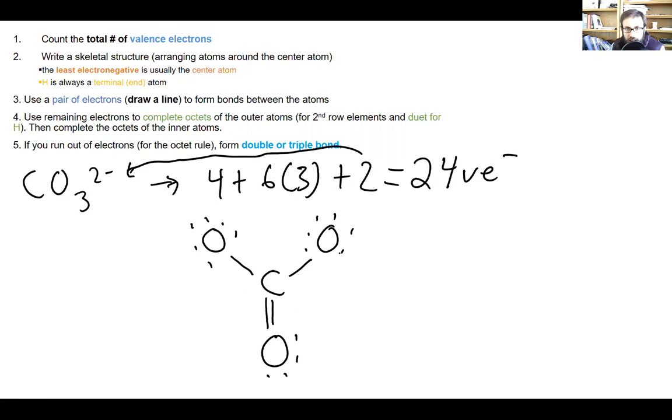Since this is an ion, people will draw something like this. They'll draw a little bracket or part of a bracket and just put the charge 2- by it to let people know, hey, by the way, this is an ion. But this is a correct Lewis structure. Now you may be wondering, hey, Chris, couldn't you have drawn something like this where your double bond was in a different location?